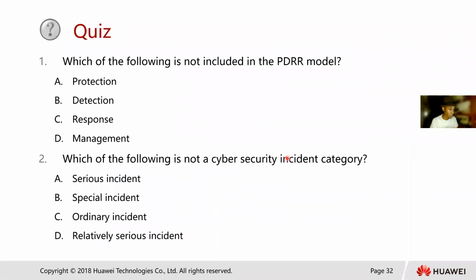So to finish, which one of the following is not included in the PDRR model? Which one is not included? You can tell me as we finish. The answer is what? Exactly. Management is not part of the PDRR. Thank you, Major.